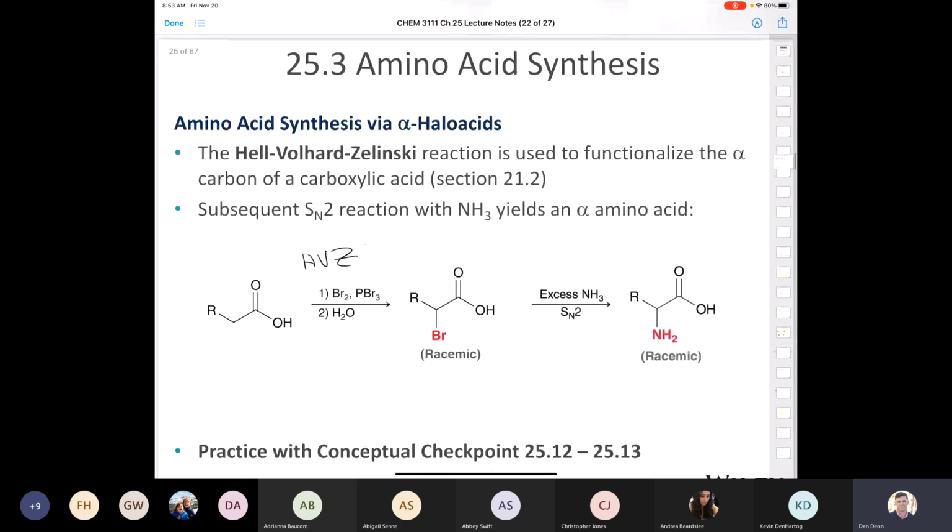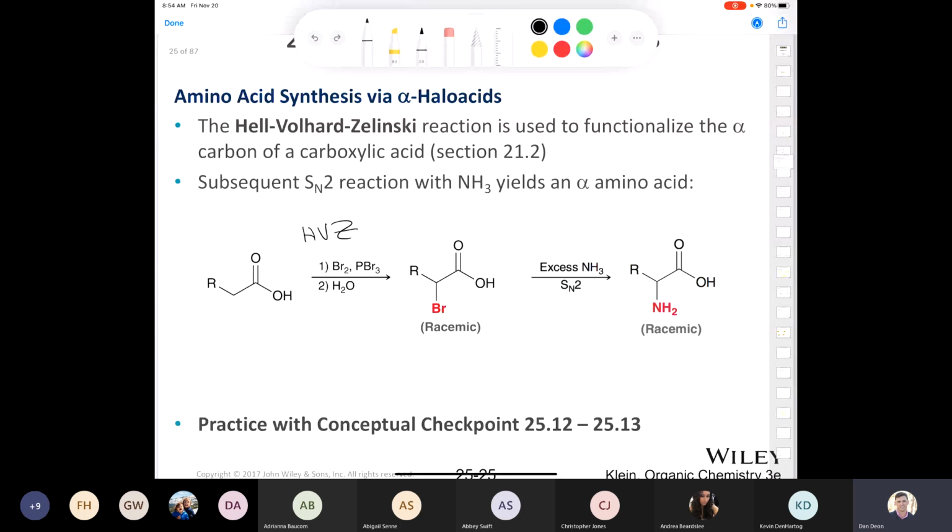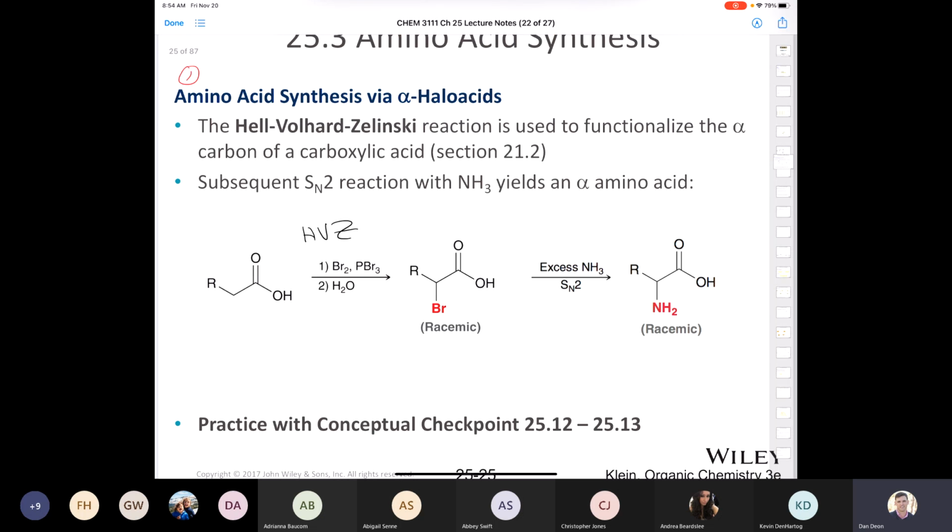So that's one way. Basically, it says here amino acid synthesis via alpha haloacids. Let's number them. Number one, amino acid synthesis via alpha haloacids. I mean, that's one way of describing it. You could also call it amino acid synthesis via a Hell-Volhard-Zelinsky intermediate. That's another way, because that would help me remember that it involves the Hell-Volhard-Zelinsky reaction.